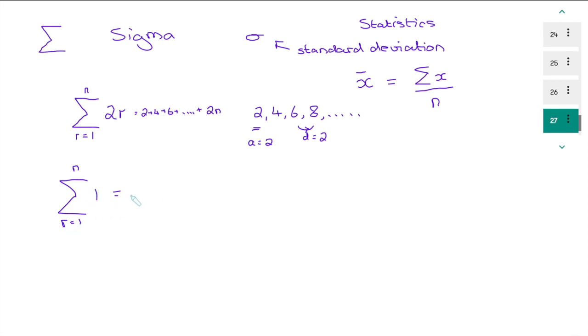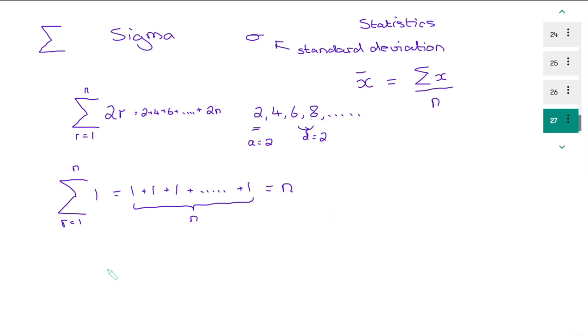So when r is 1, the first term is just 1, and we're summing. When r is 2, well, it's just the same. When r is 3, it's just the same. So every term is 1, and how many of them have we got? Well, I've got from 1 to n, so I've got n of these. So this is pretty much the simplest one we could look at. This whole answer is just, we're going to add n lots of 1, so we're going to get n.